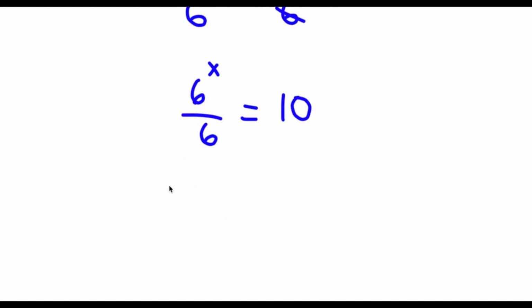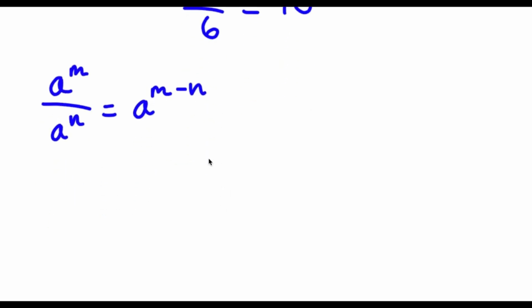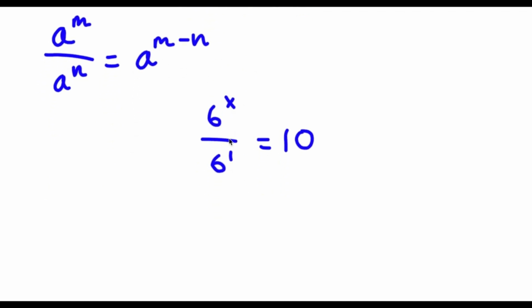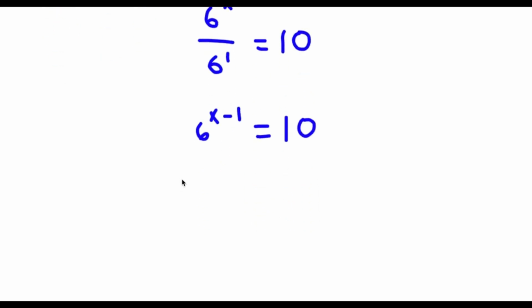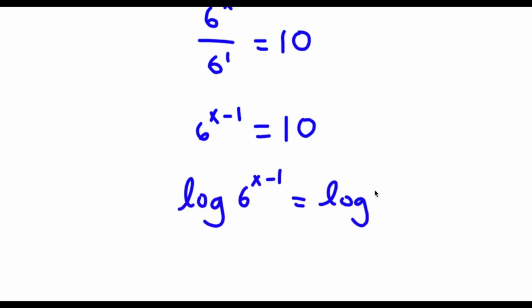Now, if I have something in the form a to the power of m over a to the power of n, this is equal to a to the power of m minus n. So in this case, 6 is the same thing as 6 to the power of 1. So I have 6 to the power of x over 6 to the power of 1. And if you divide these two, you get 6 to the power of x minus 1 is equal to 10. Now, if I take the log on both sides, I have log 6 to the power of x minus 1 is equal to log 10.